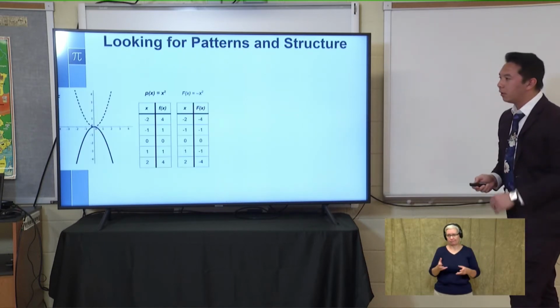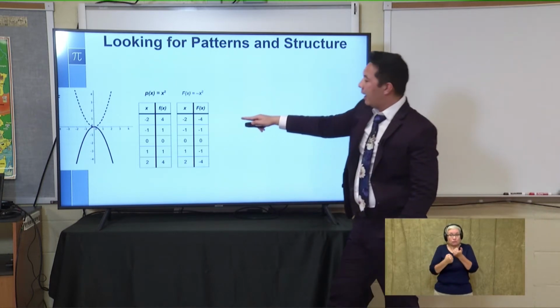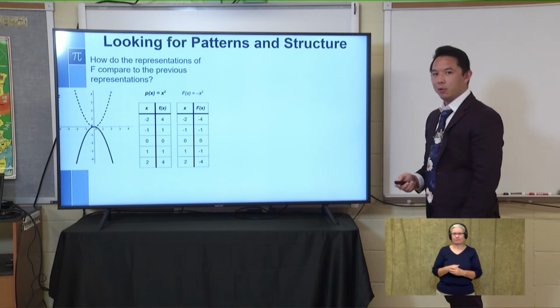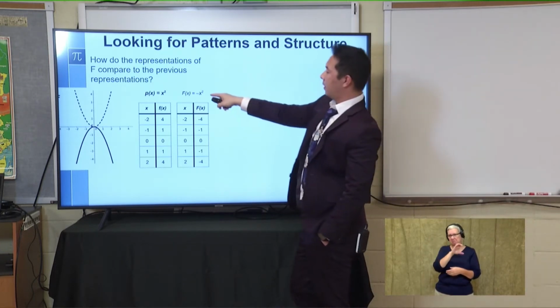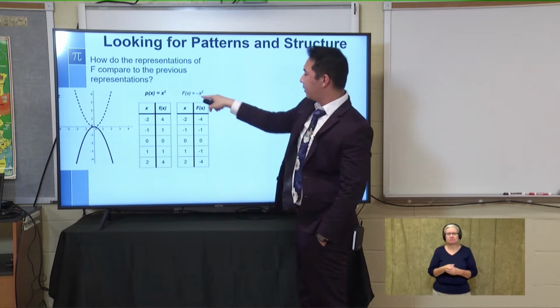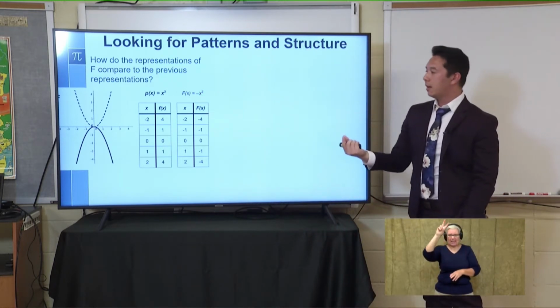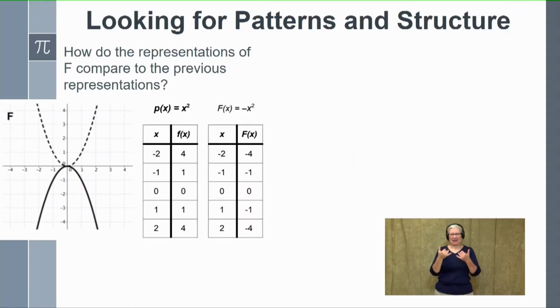As we continue to look for patterns and structure, taking a look at this representation here, how does f compare to the previous ones? If you notice, in this function, I've got this negative x squared. So I've got a negative value in front of x squared, a coefficient that is negative, and look at what happens to our graph. It looks like from where I started in x squared, it is flipped.